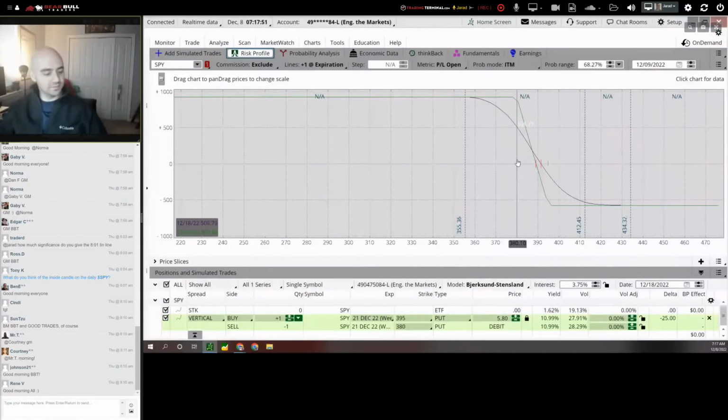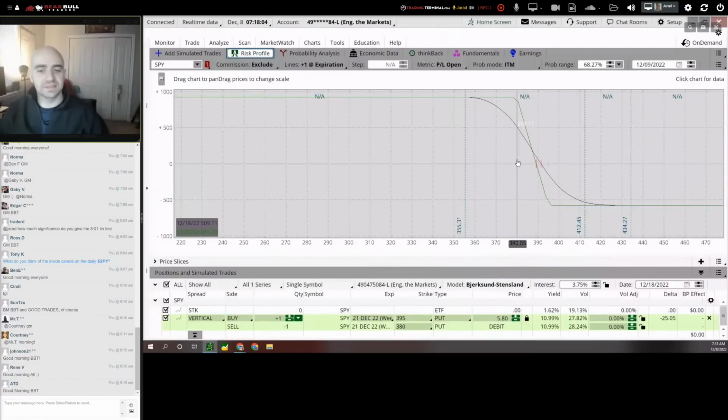So obviously we're always looking for good risk to reward, and the objective here is that this thing could turn into a doubling or a tripling, depending on how far and how fast the market gets to 380.